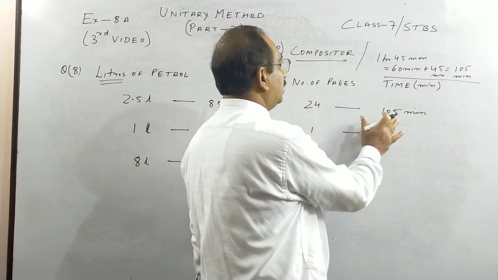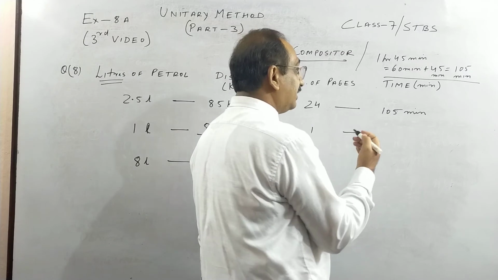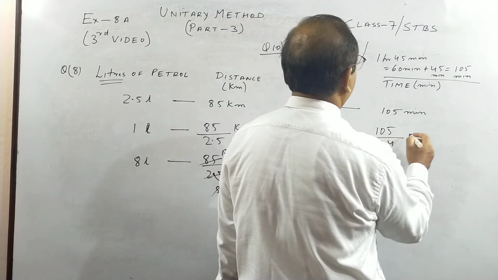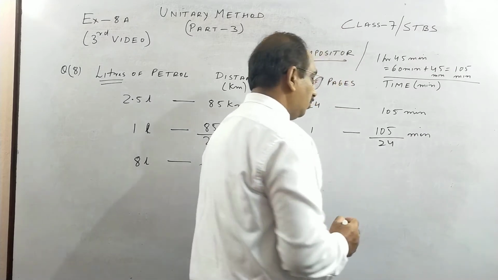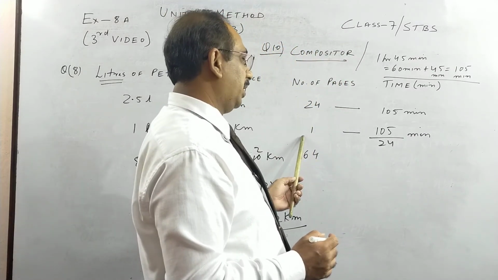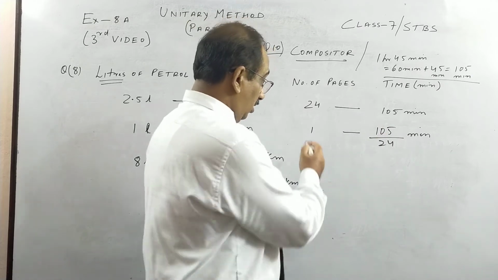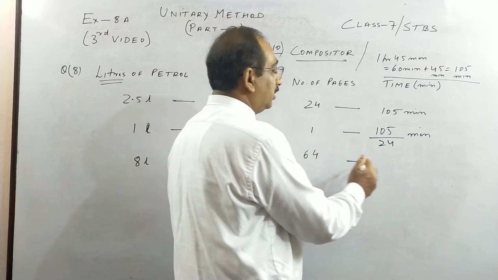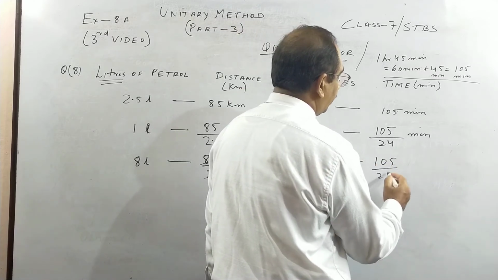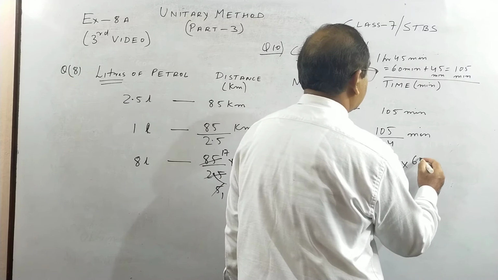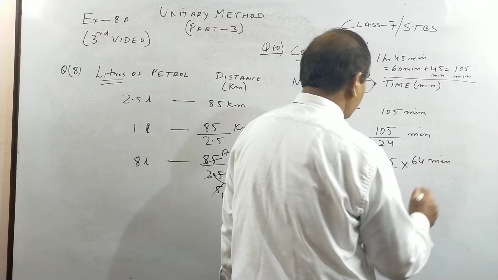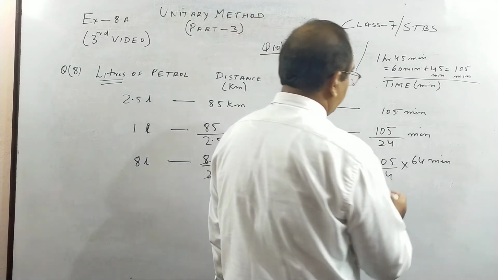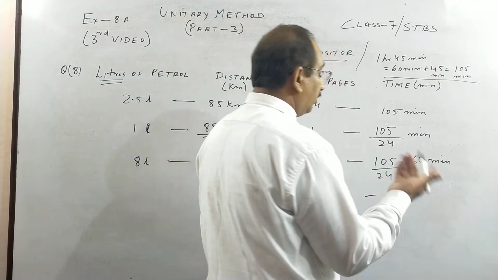So 24 pages in 105 minutes. 1 page he will definitely take less time. Okay, direct variation. Less pages, less time. Now compare this to 64 pages, more. This with this: 105 by 24 into 64 minutes. Now finally this will be more than an hour. So we'll get the answer in minutes, and we will convert it to hours.